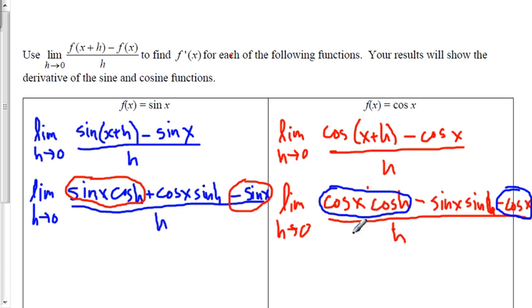Now as we look over here, we get sine x cosine h plus cosine x sine h, and then minus sine x, all over h. I circled these because hopefully you notice I have a sine x in each of those, so I have a common factor that I can take out. Over here I get cosine x cosine h minus sine x sine h minus cosine x. Once again, I circled where I have like terms and I can factor out a cosine x. We're going to do that right now.